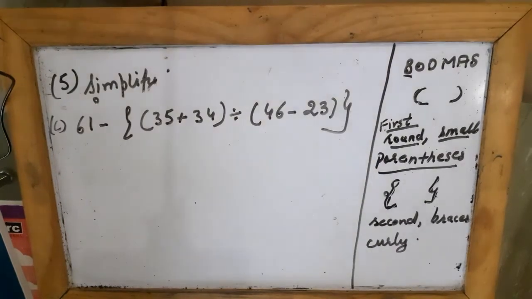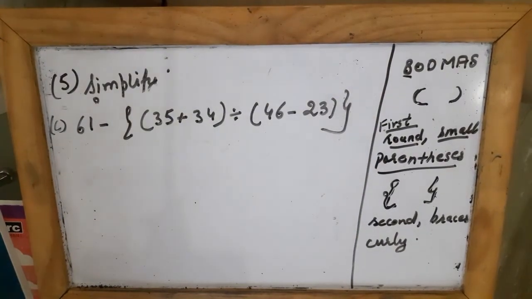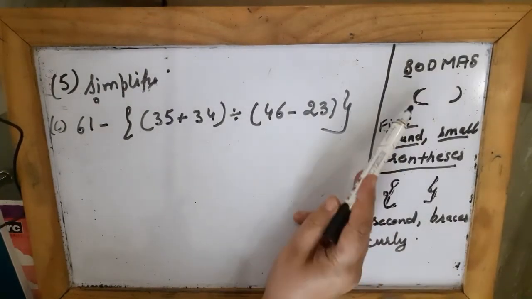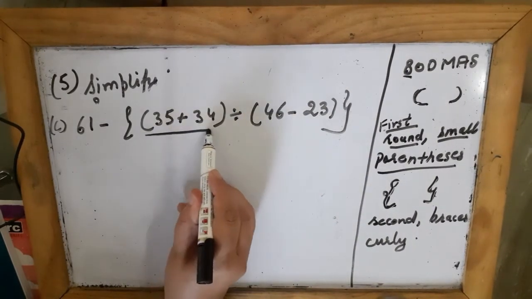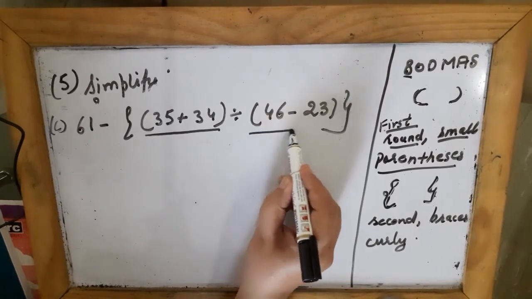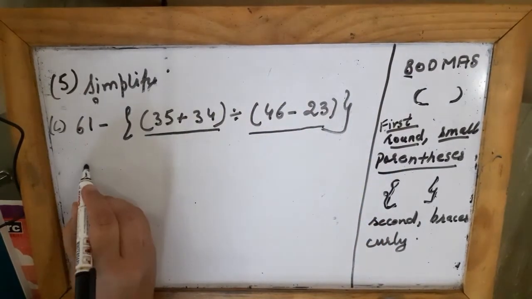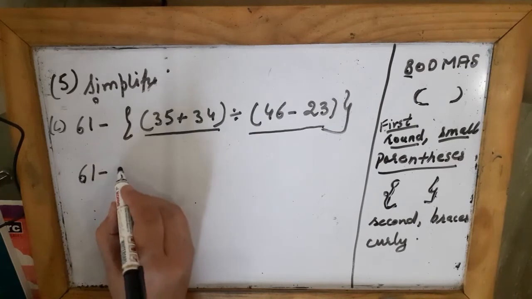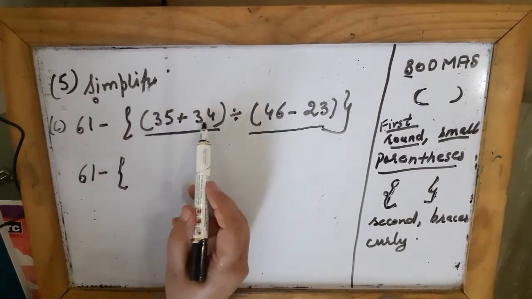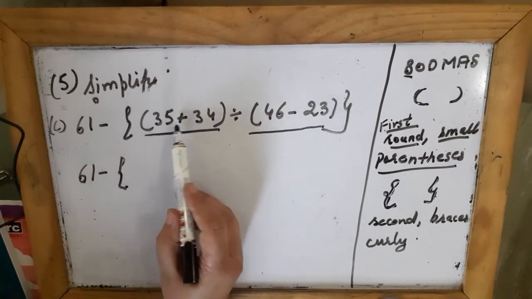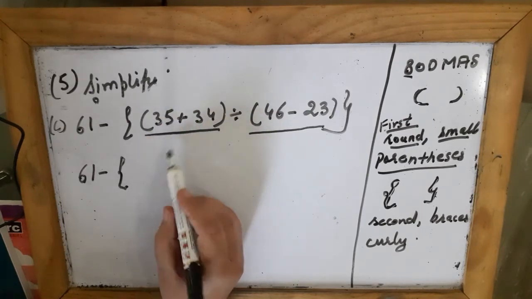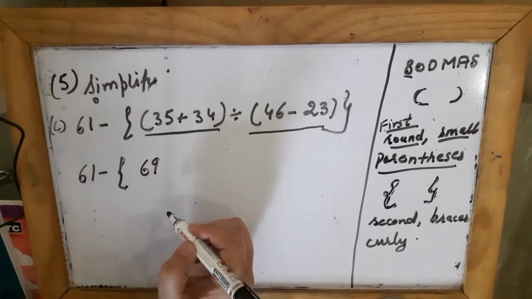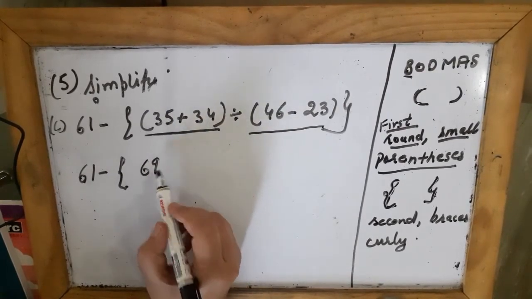Now come to the C part. In the C part, again you have brackets and again you have more than one bracket. So first you have to solve the small bracket and then the curly bracket. As you can see, here also you have the small bracket and here also you have the small bracket. So how you will solve? The rest of the things will remain same. So first I have to solve the small bracket. So 35 plus 34, inside the small bracket you have 35 plus 34, so this becomes 69. So I have solved, so remove the bracket.